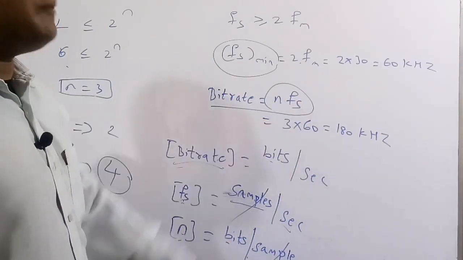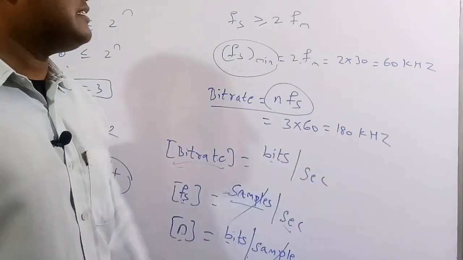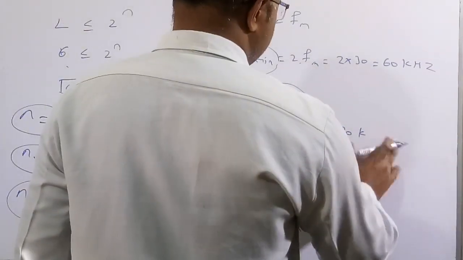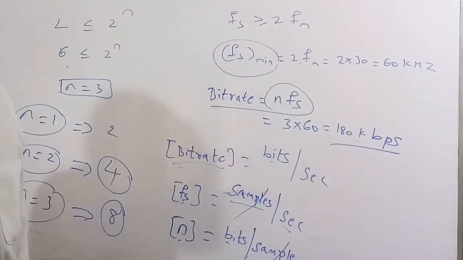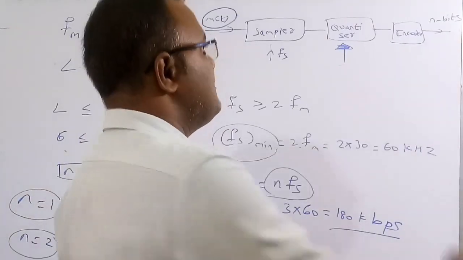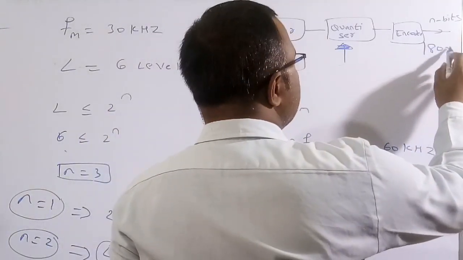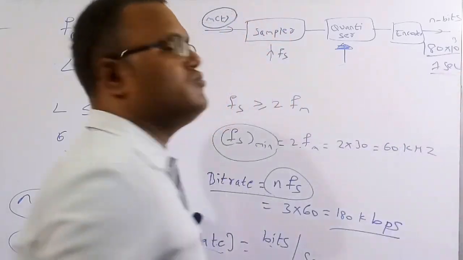So n, the number of bits, is 3 and Fs is equal to 60 kilohertz, and if you multiply, we are going to get 180 kilobits per second, kbps. So therefore this many bits we are going to transfer in 1 second. So through the output, 180 kilobits we are going to transmit in only 1 second. So this is the correct solution of this question.